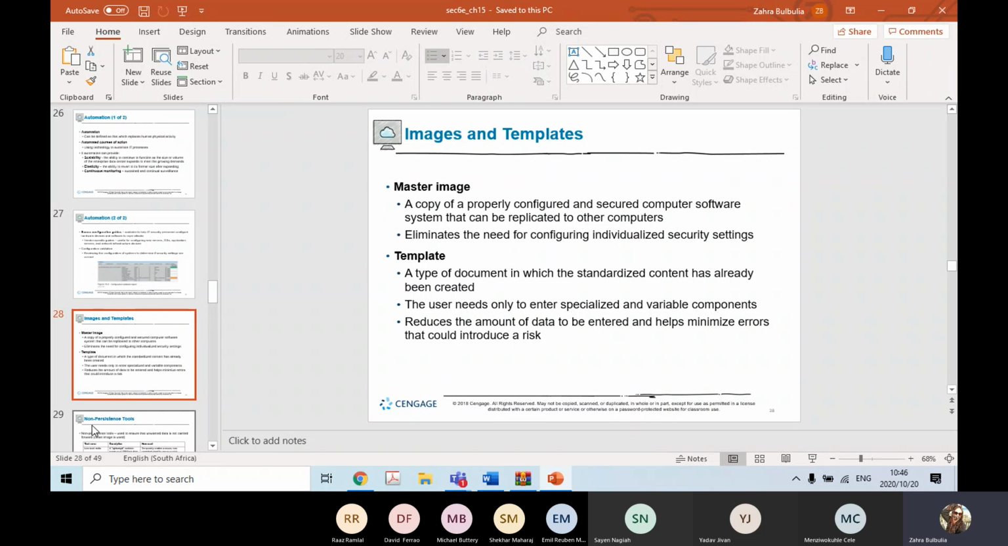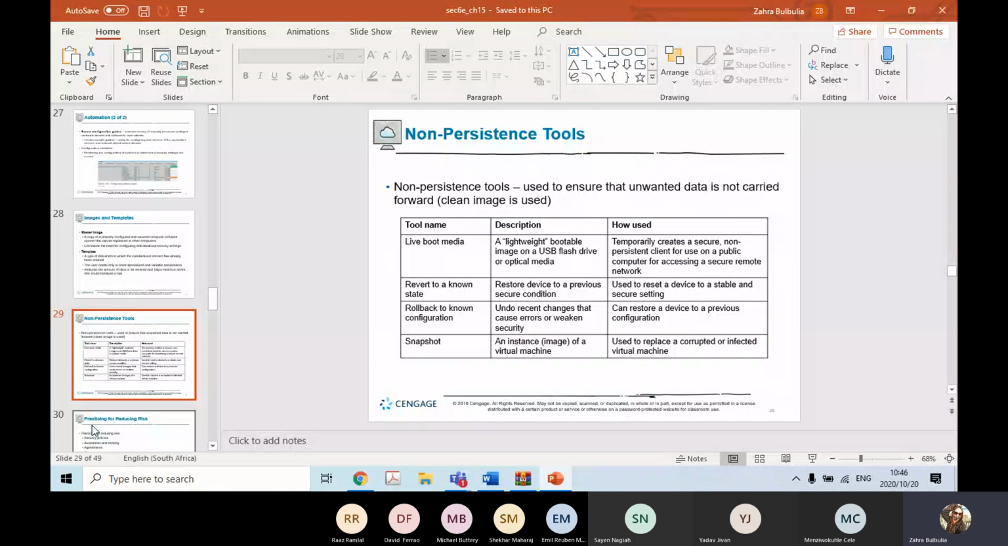Eliminate the need for configuring individualized security settings. Now, this is what they use in the LANs, an image. So they'd have one image that's configured and they use it pretty much on all the computers instead of doing it piece by piece. Template: a type of document in which the standardized content has already been created. A user only needs to enter specialized variable components, and this reduces the amount of data to be entered and helps minimize errors that could then introduce a risk.